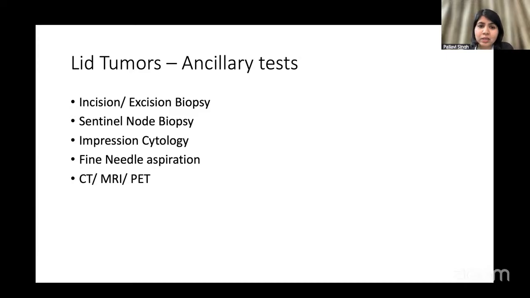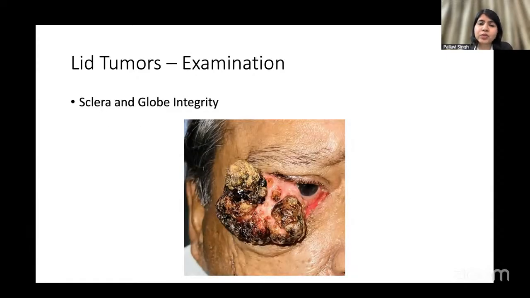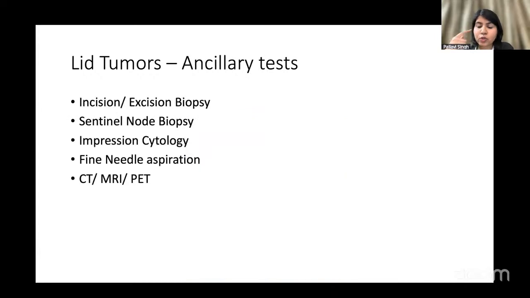Again, if it's a big tumor like this one, it's important to have some sort of an orbital scan, either a CT or an MRI, to know how deep the orbital spread is. And sometimes you might have metastasis also in these cases. So it's helpful to have a PET scan. So these are the names of these tests that you should know, that you should be able to tell your examiner.